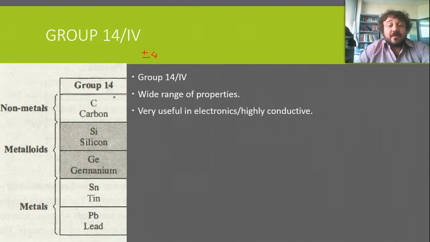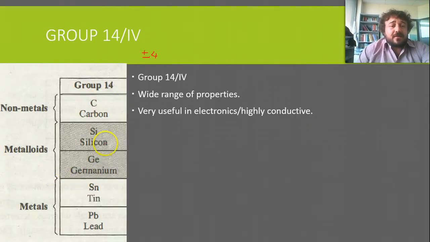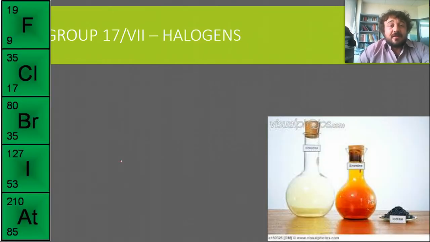They're very useful in electronics and they are highly conductive. Carbon makes excellent electrodes, but it also makes diamond. We've also got, there should be a picture turned up here, but it's disappeared, silicon, germanium, tin, and lead, which are all useful in electronics.